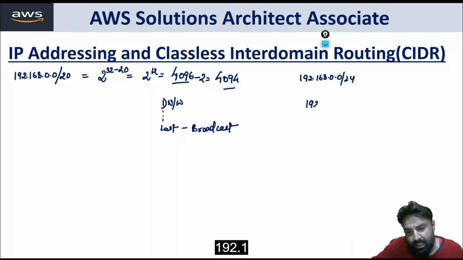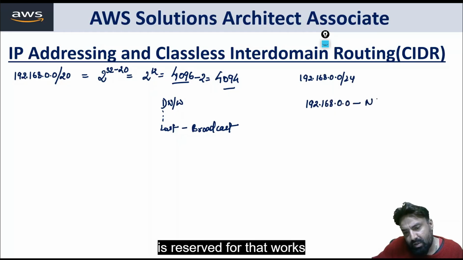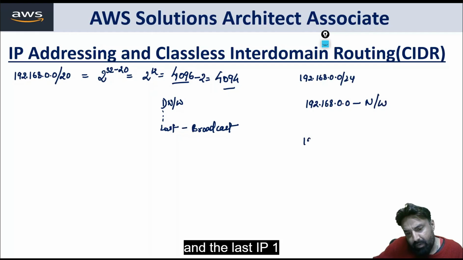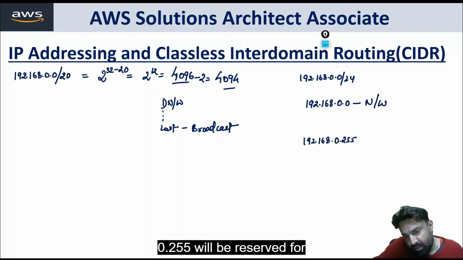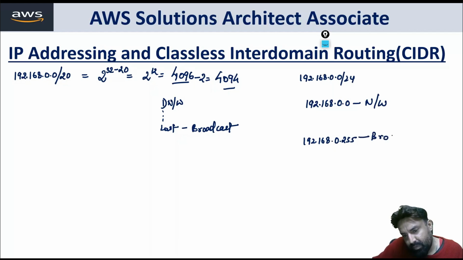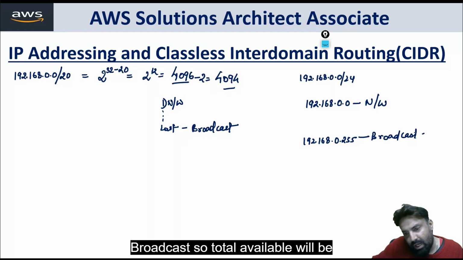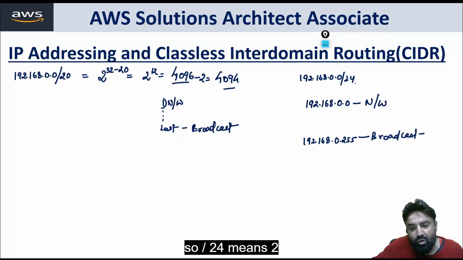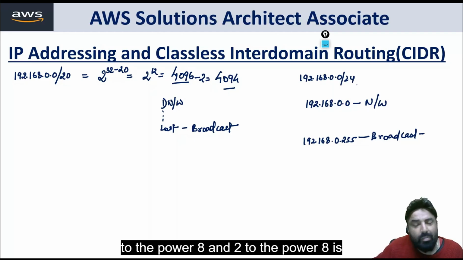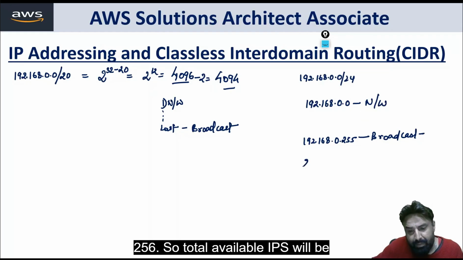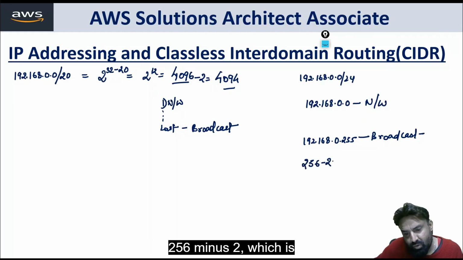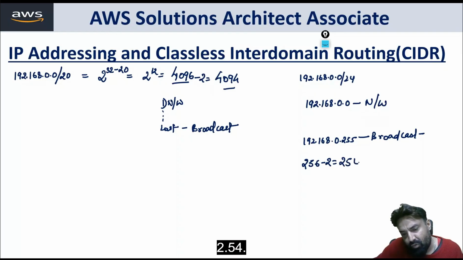So the first IP, 192.168.0.0, is reserved for network, and the last IP, 192.168.0.255, will be reserved for broadcast. So slash 24 means 2 to the power 8, and 2 to the power 8 is 256. So total available IPs will be 256 minus 2, which is 254.